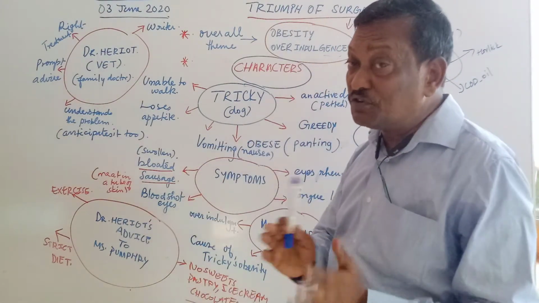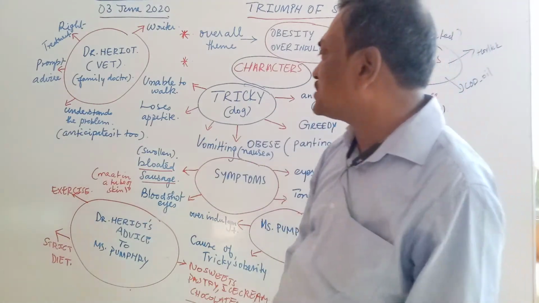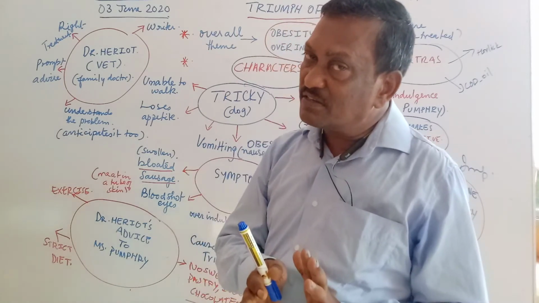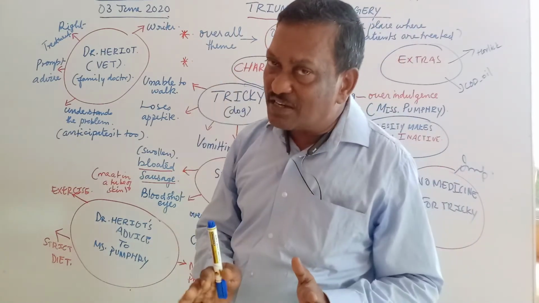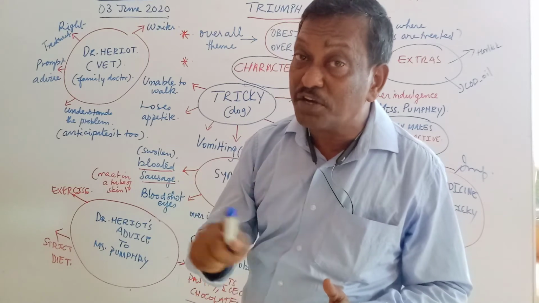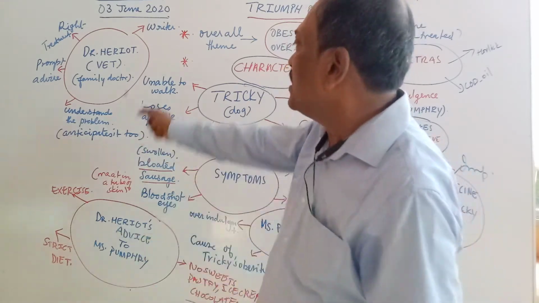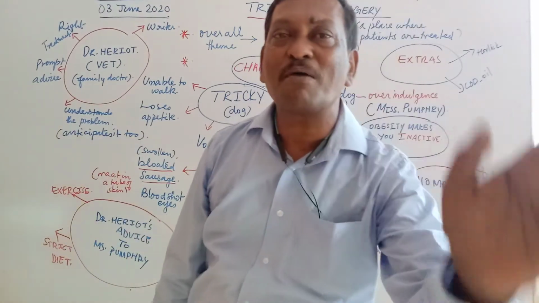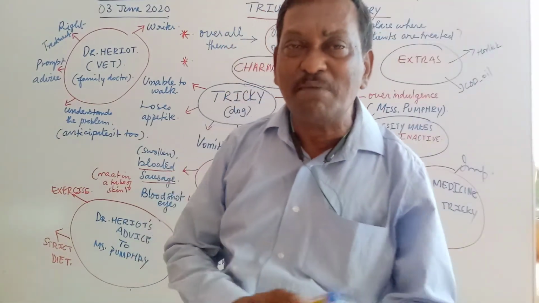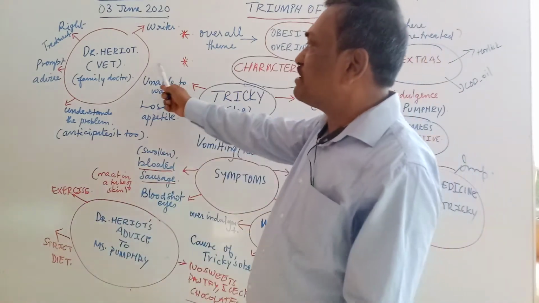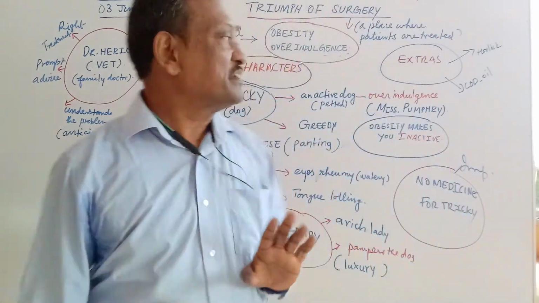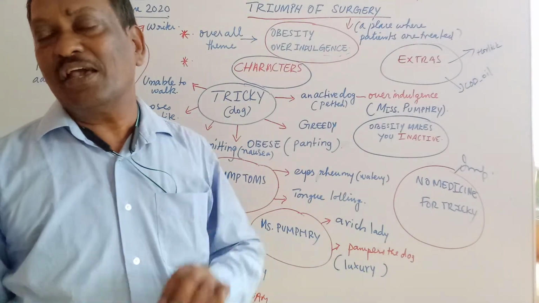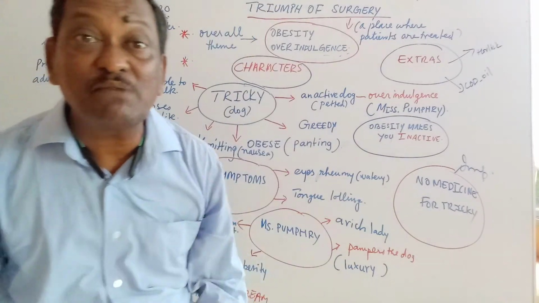I told you not to give too much of sweets. Cut down on sweets. But did you cut down on sweets? Did you give him more exercise? Did you kind of put him on a strict diet? These were the three important questions asked by Dr. Harriet to Mrs. Pumphrey. But Mrs. Pumphrey could not give a proper answer. She was not able to keep up or carry out the instructions given by Dr. Harriet.